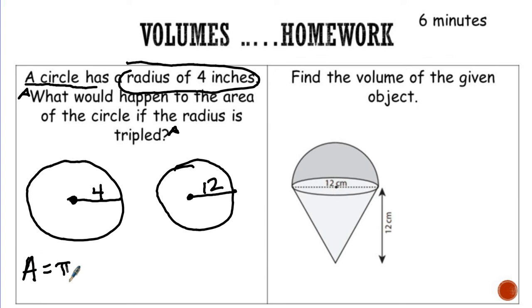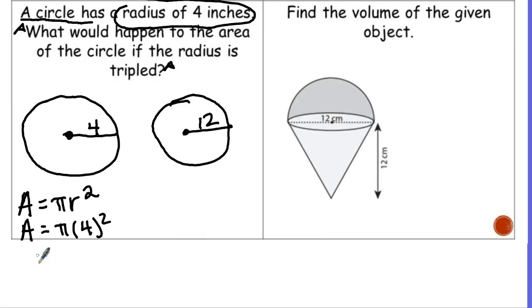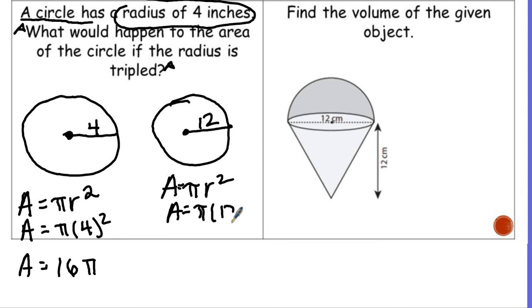Area equals pi r squared of a circle. So area equals pi 4 squared for this first circle. And I get area equals 16 pi. Now I'm going to go do the area of the second circle. Area equals pi r squared. So I get area equals pi 12 squared. So area equals 144 pi.